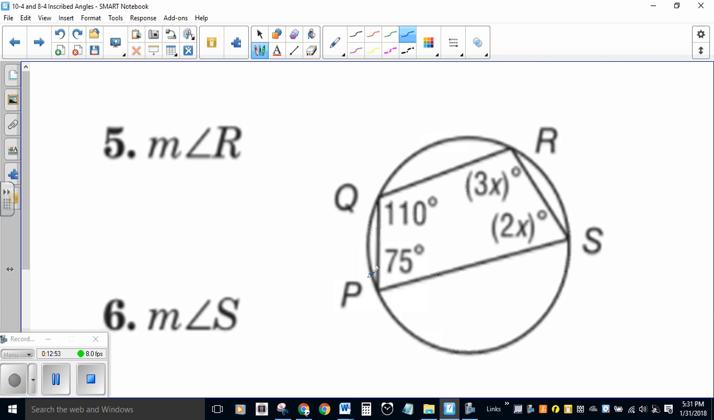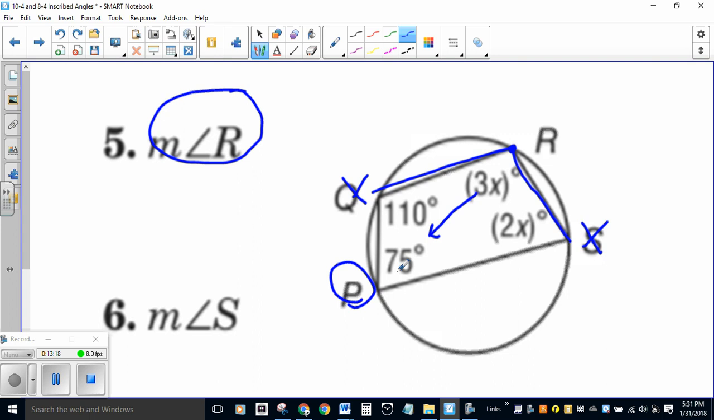Alrighty. Now, the second part of our thing for today says that if we have a quadrilateral, which is a four-sided figure, and it is inside a circle, then opposite angles are supplementary. Opposite meaning, okay, the first one for number 5 says the measure of angle R. R is your vertex. So my angle goes this way, so I can eliminate Q, and this way, so I can eliminate S. I can't use either one of those, so I look across from it, and I see P, so I have to use it.